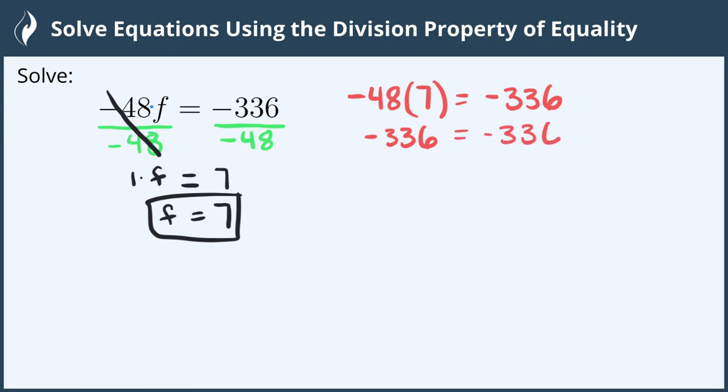Negative 336 does in fact equal negative 336. So our solution does check, and f equals negative 7 is the solution to our equation, and now we're all done.